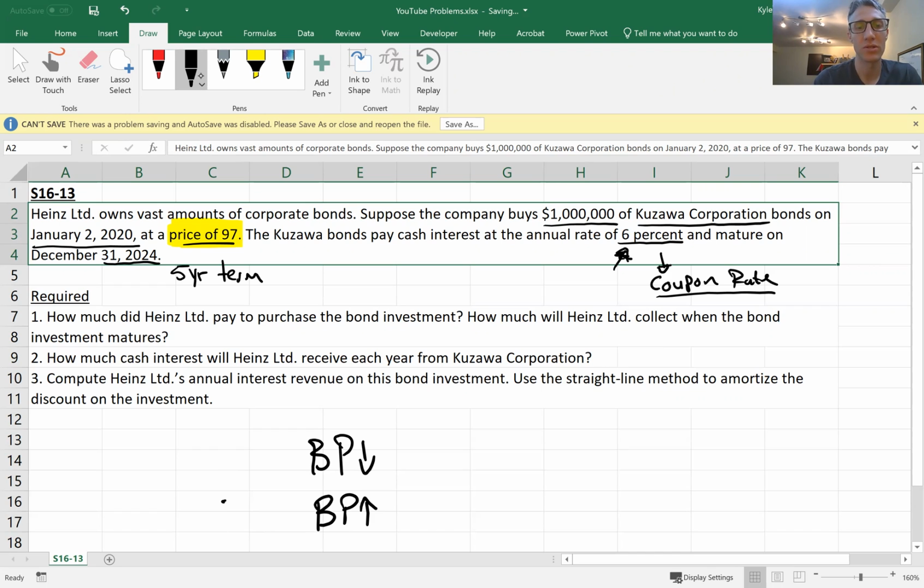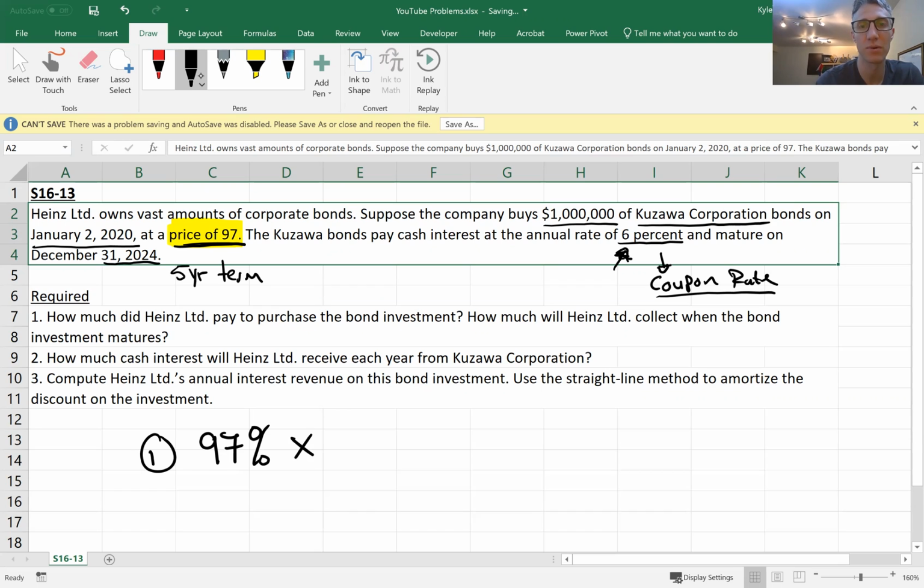So the answer to requirement number 1 is, well, how much did they pay? They paid a price of 97. So 97% of face value is what they paid. And the face value, sometimes called maturity value, in this problem was stated at $1 million. So the purchase price was $970,000.